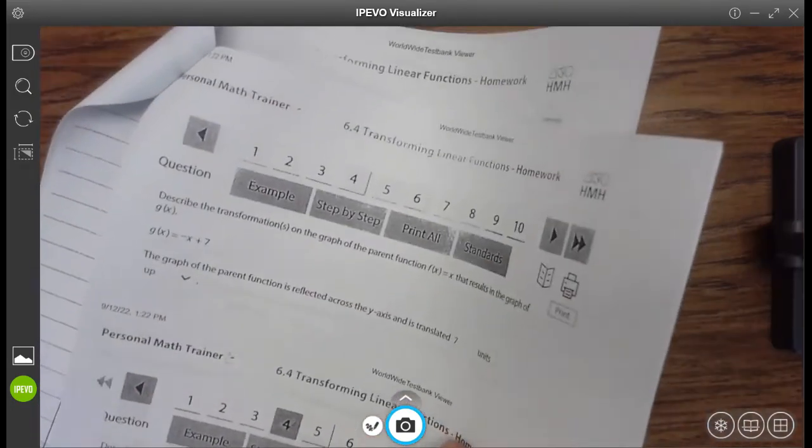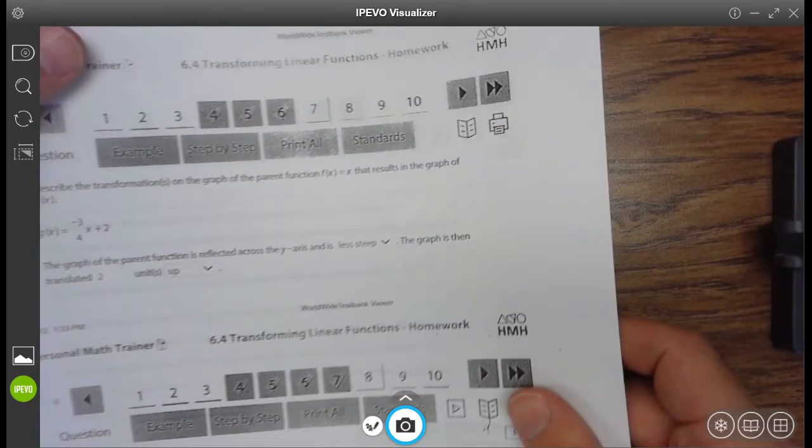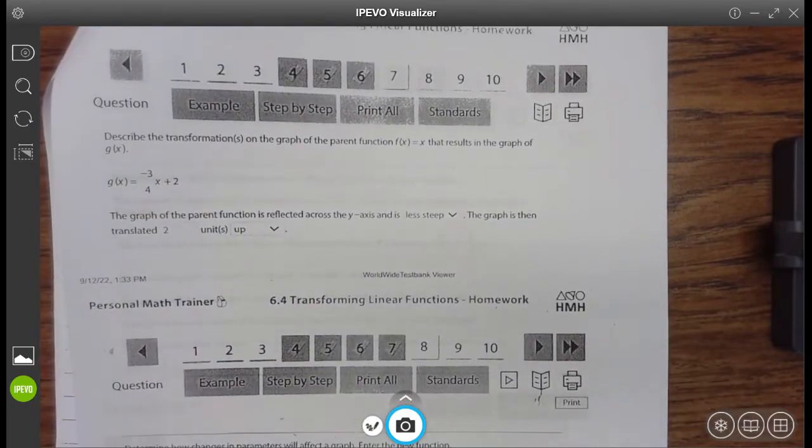All right, let's take a look at the next example. Describe the transformation on the graph of the parent function f of x equals x. The result is the graph of g of x, where g of x equals negative 3/4 x plus 2. The graph of the parent function is reflected across the y-axis and is less steep. The graph is then translated 2 units up.